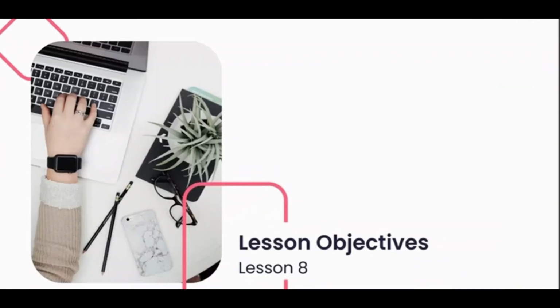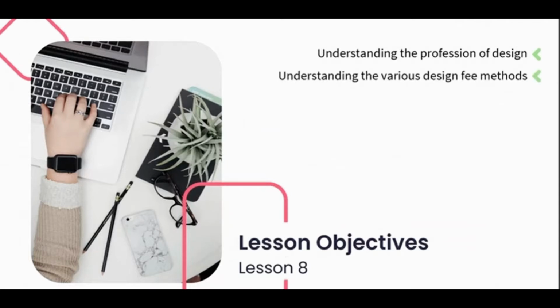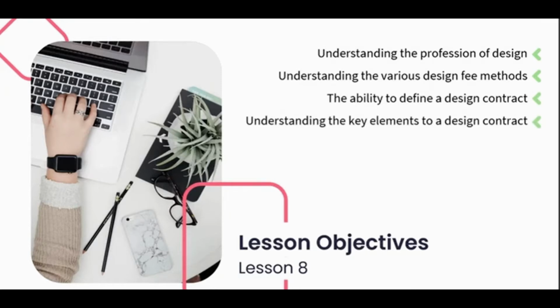We start off by looking at some of our key learning objectives for today's lesson. Our first one is understanding the profession of interior design, followed by understanding the various design fee methods, how us as designers use our fee methods. We then look at the ability to define a design contract. What is your design contract? We then look at understanding the key elements that make up your design contracts. And lastly, we develop the skill in creating our very own design contracts, the perfect foundation to starting your very first project or even the first steps to starting your very own business.